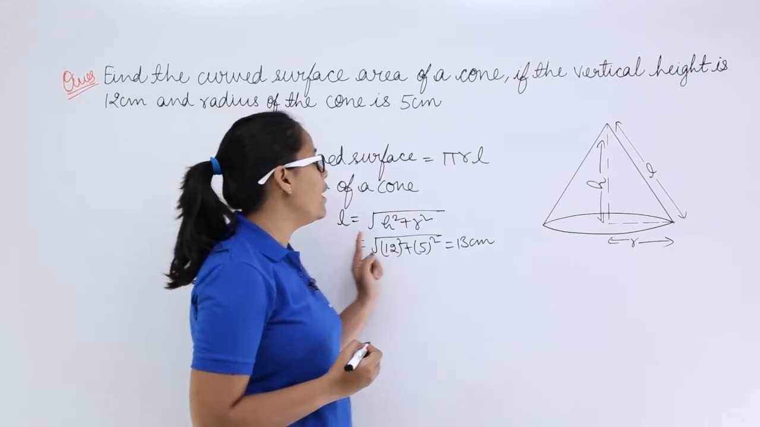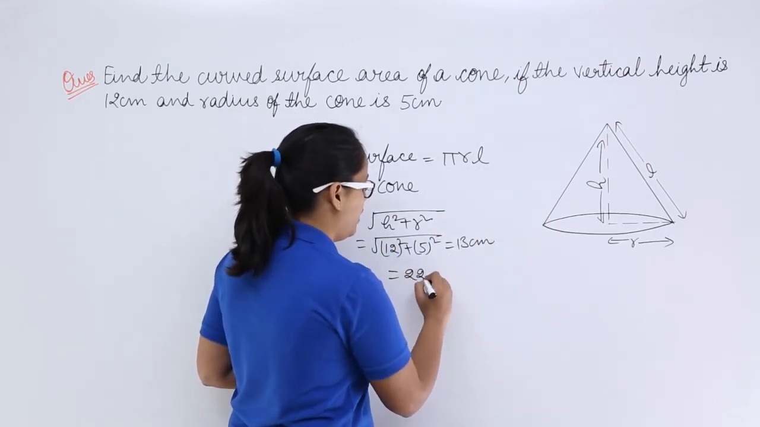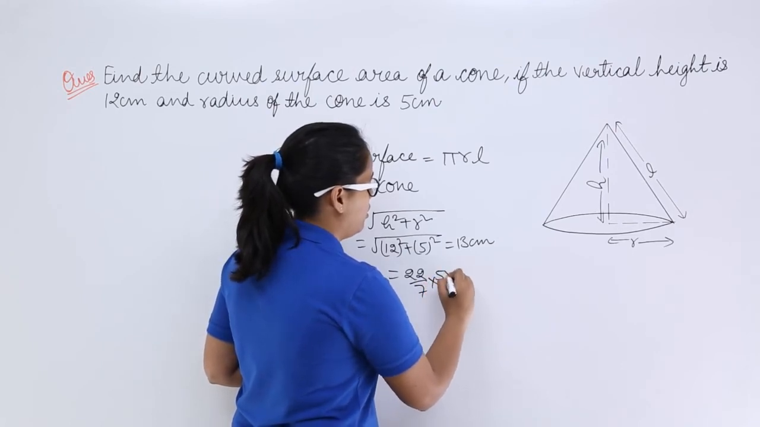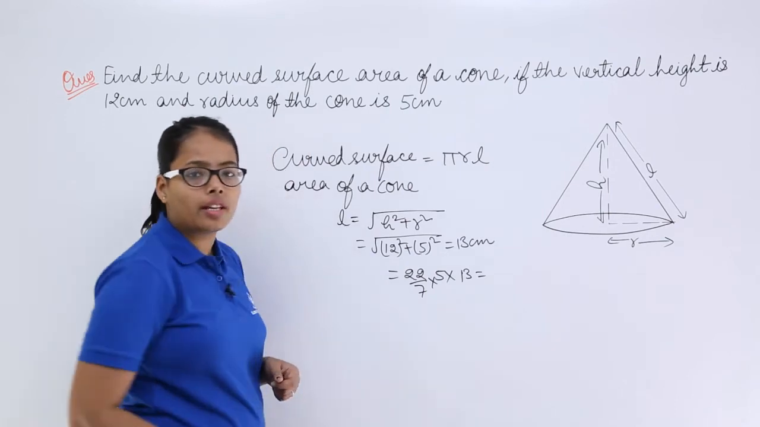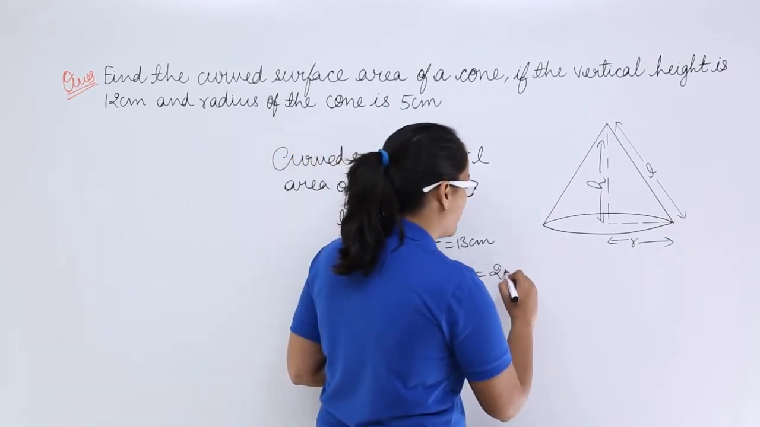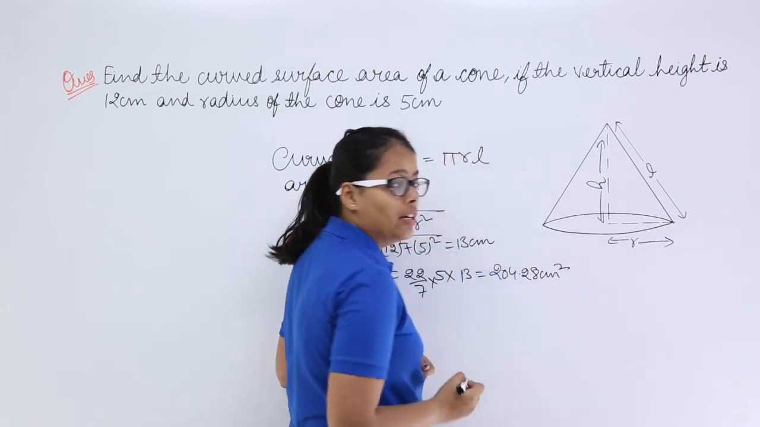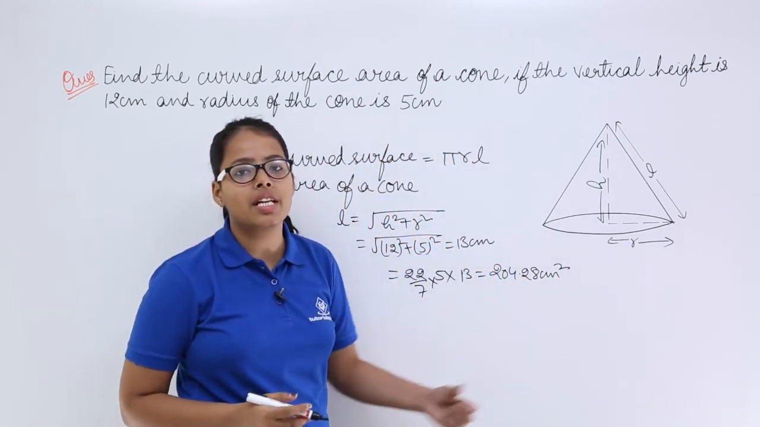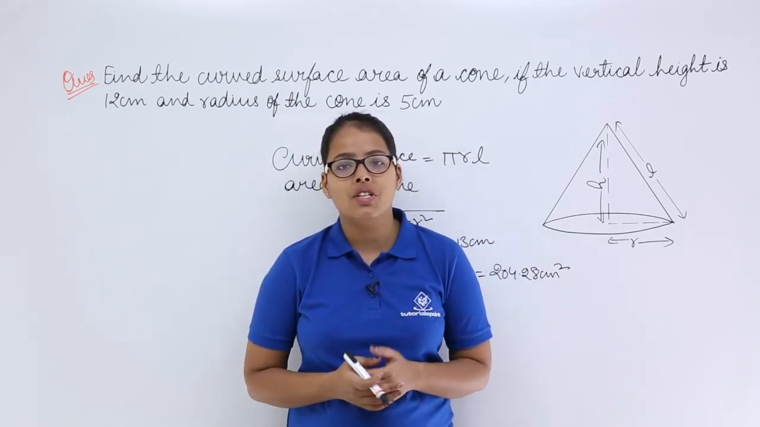So let's use the value of L and R in this formula. So what you'll get? Let's put the value for R and L. After solving this, what you'll get? You'll get 204.28 centimeter square. Why centimeter square? Because this is the area, not the volume. I'll be taking more problems in the coming video lecture. Thank you.